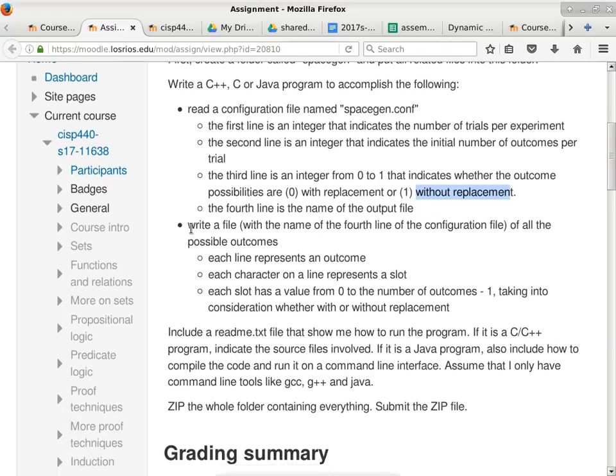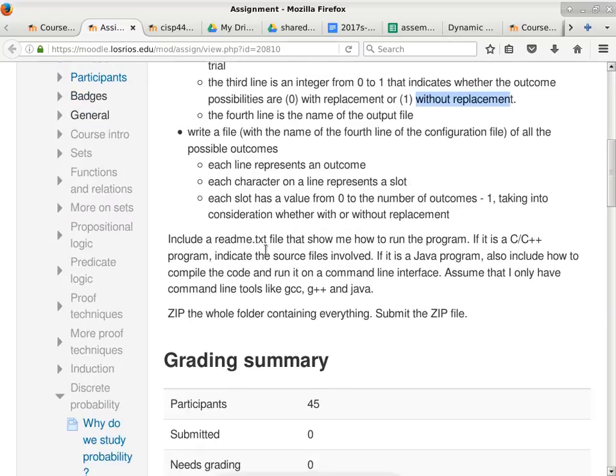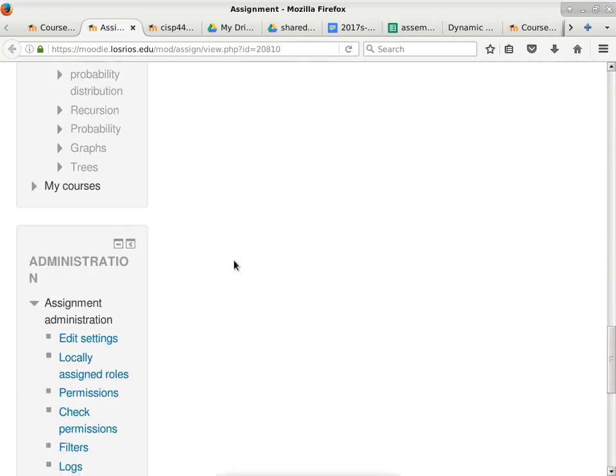The output of your program is going to be a file that contains all the possible outcomes of individual experiments. So I should make it more clear. Let me add that.